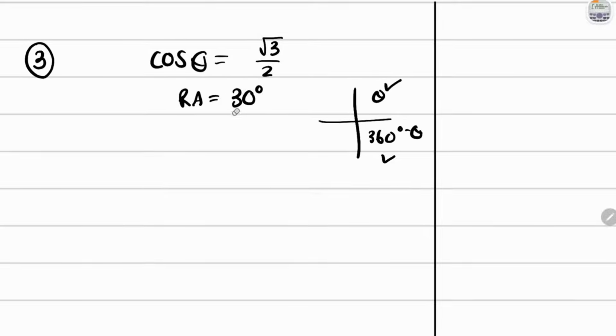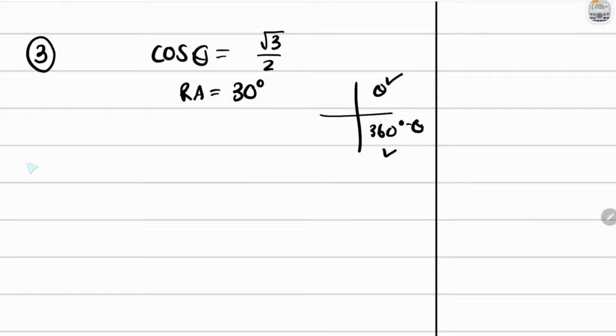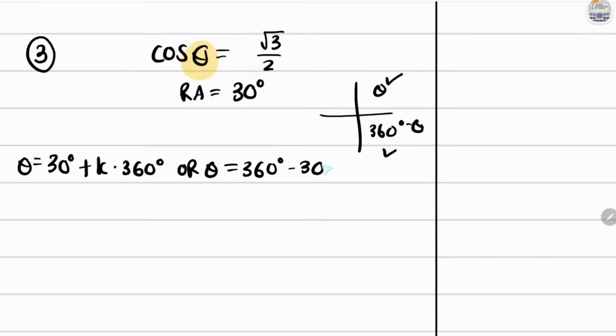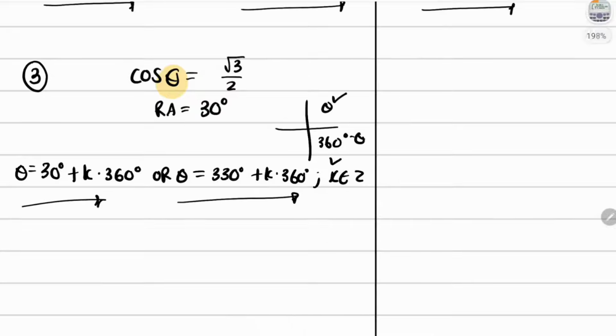Meaning whatever we have as our reference angle, we just leave it like that. So when we're solving for theta, of course, we're saying that theta is equal to 30 degrees, plus k of the amount of degrees that it takes for the cos graph to repeat itself, which is 360 degrees as well. Or theta is equal to 360 degrees minus 30 degrees, and that gives you 330 degrees, and then plus k of 360 degrees, where k is an element of integers. And that will be your general solutions, right?